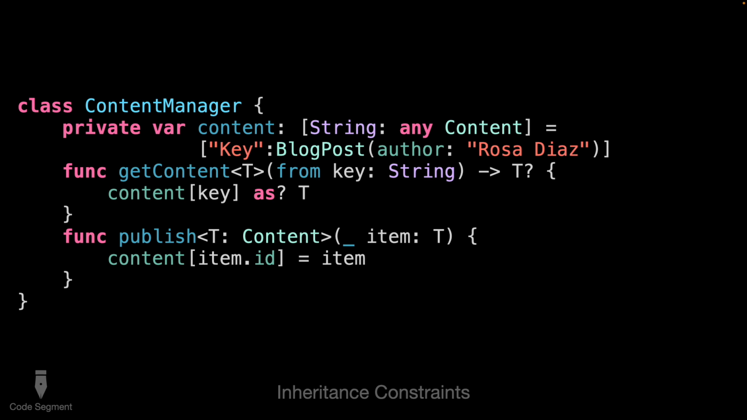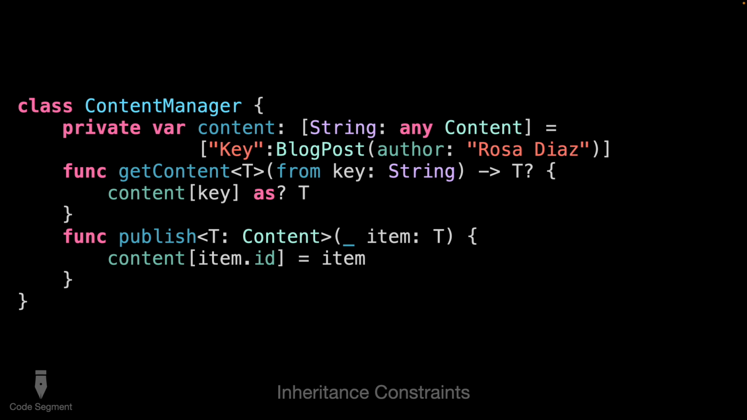So, inheritance constraints. Basically, whenever you create a generic function or a generic type, whenever you define a generic type parameter inside of your carets, you can provide a requirement, what's called a constraint.